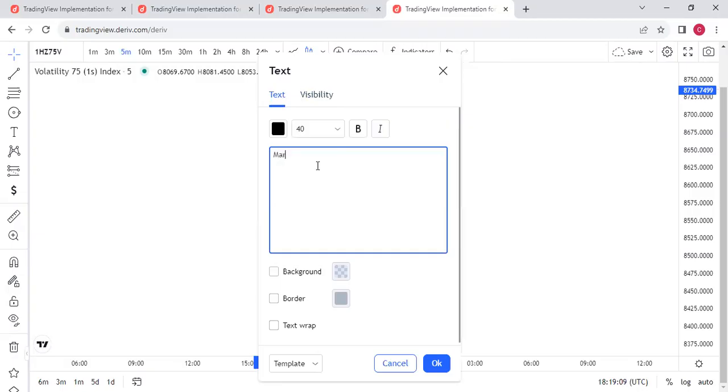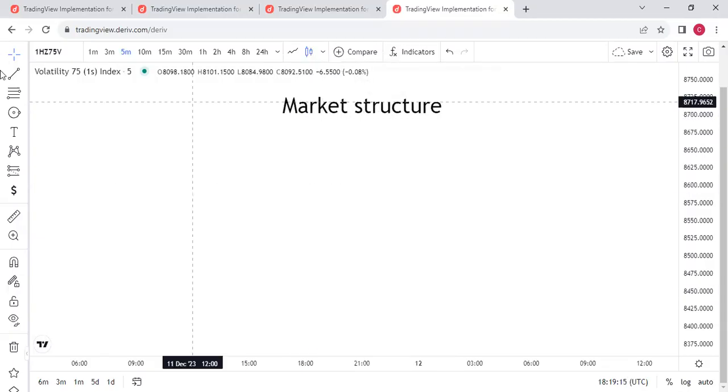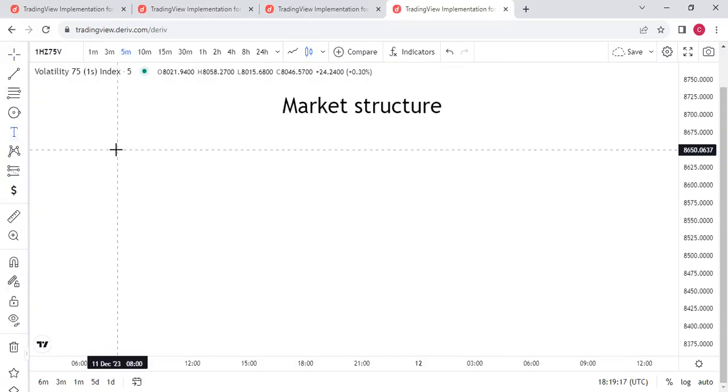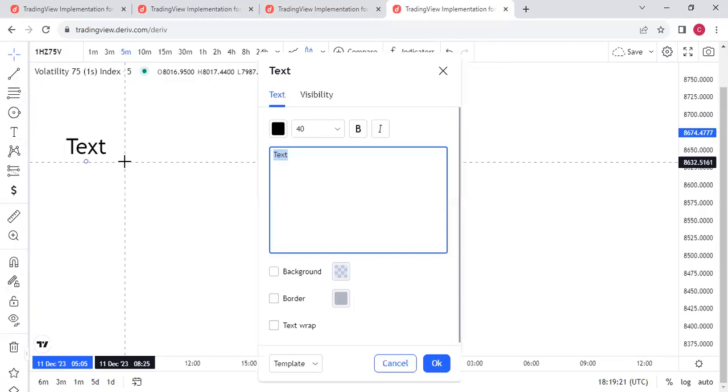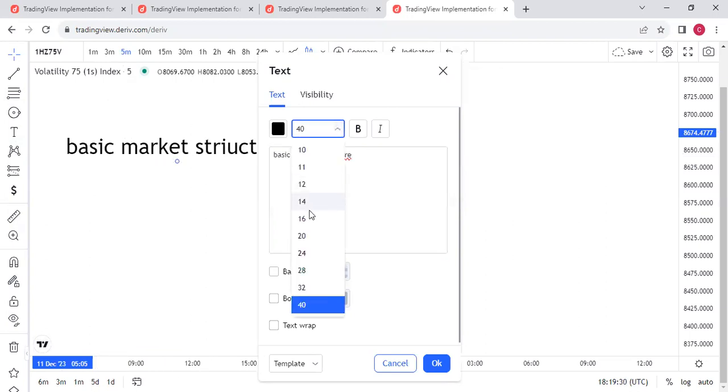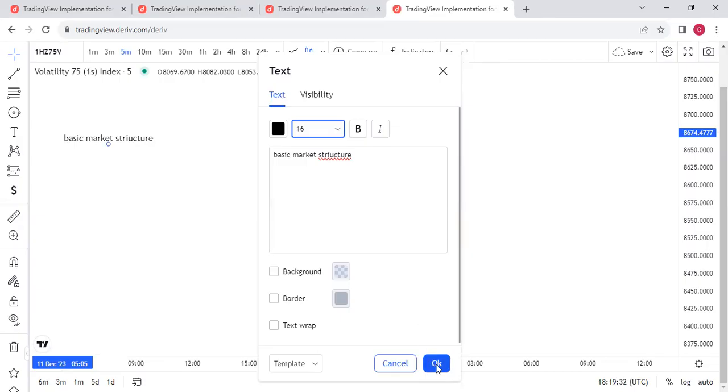So, market structure. We are going to be looking at basic market structure. What is basic market structure? This simply means your usual support and resistance. This has to do with your usual support and resistance.